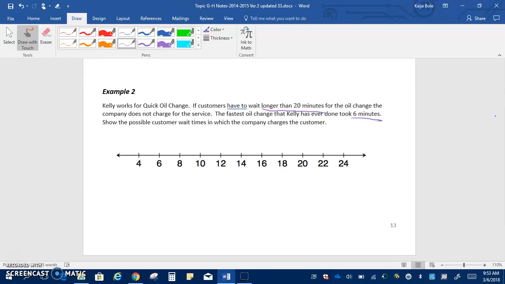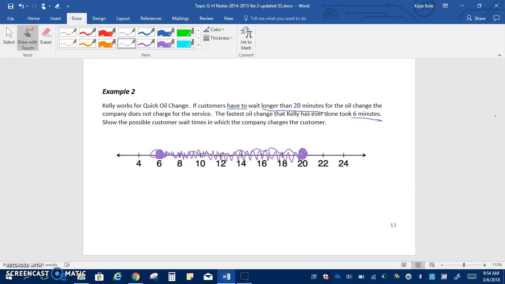So, they do not charge if the wait time is longer than 20 minutes. So we're going to include that 20 here, so go ahead and put a dot there. Alright, but the shortest one that's ever happened was 6 minutes, so that means we also need to include our 6 here. Okay, so they want to know the wait times in which the company charges. Well, it'd be anything in between that then, all the way up to 20, because anything more than 20 means they don't charge. So you're going to shade everything in the middle there.